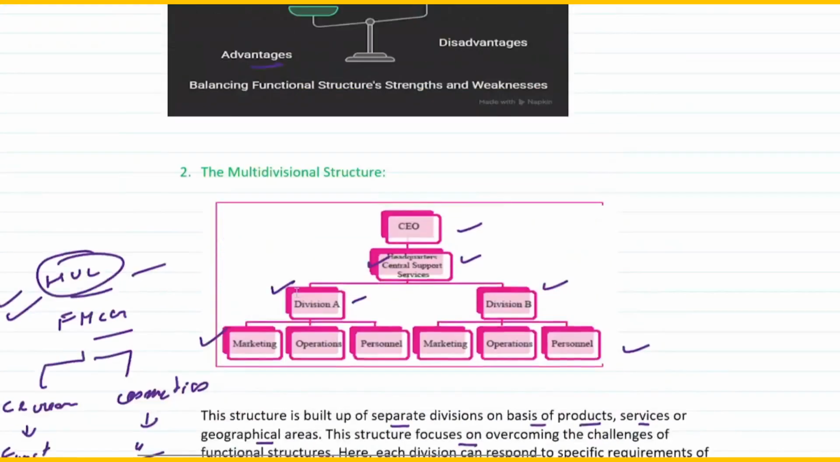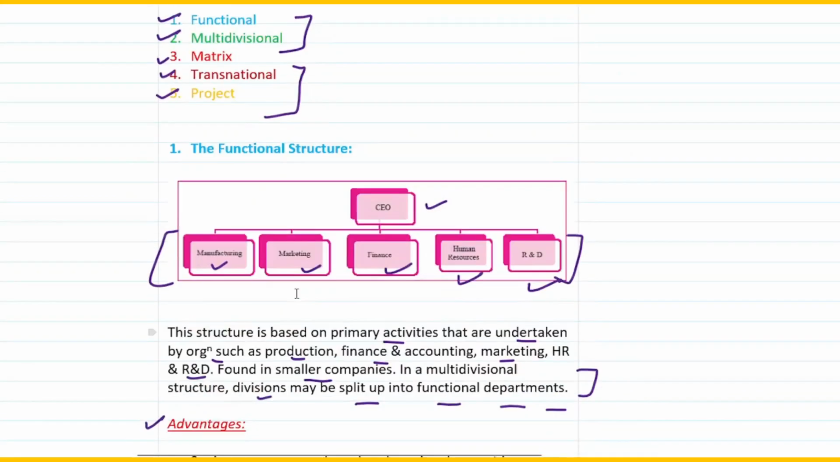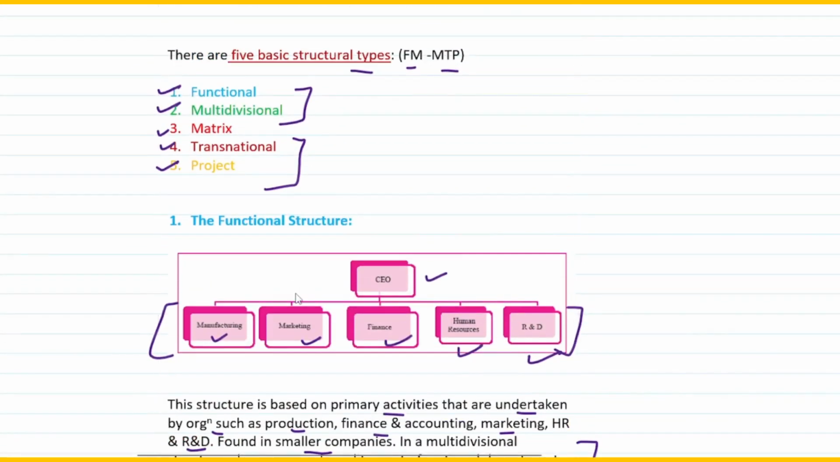With this, we finished the first two parts of the organization chart, that is the functional and the multi-divisional structure. In the next chapter, or rather the next video, we'll be looking at the matrix, transnational, and the project structures.